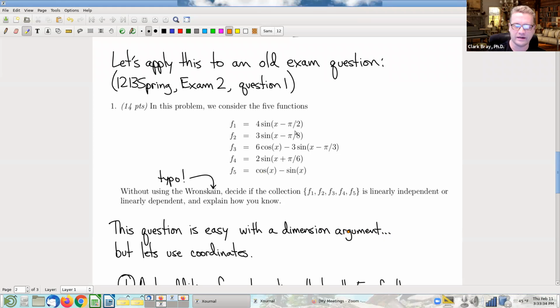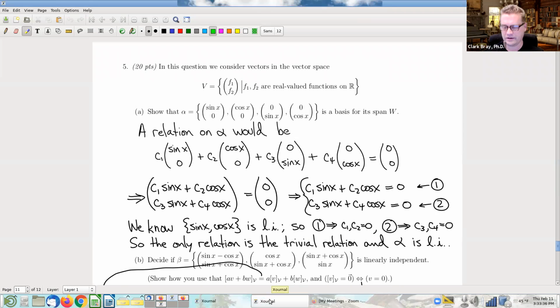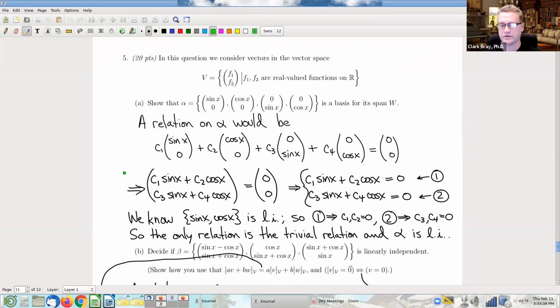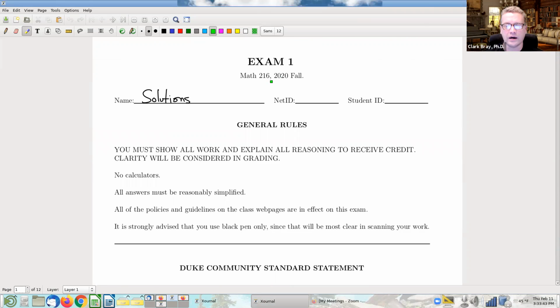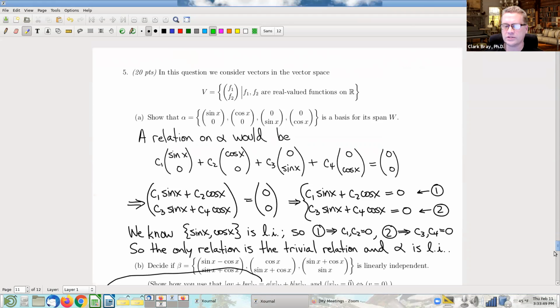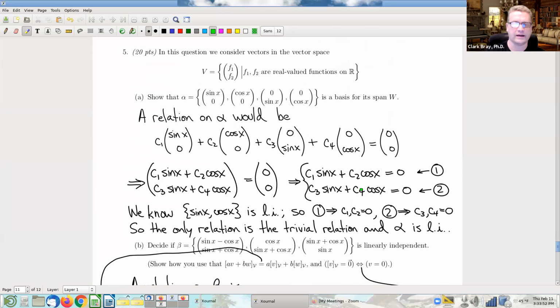Okay, so here we go. Now, I guess I should probably show you which exam question this is. This is from 2020 fall, exam 1, and we are looking at question 5. Okay. All right, it's a 2-part question. The first part, I'm not going to spend a lot of time on. The first part said, well, both parts pertain to this vector space.